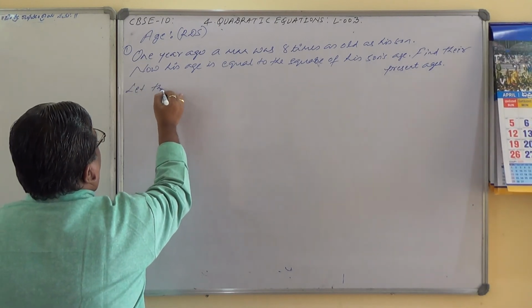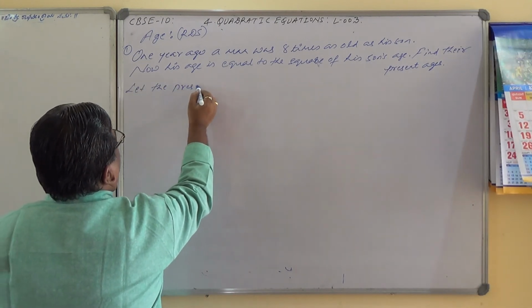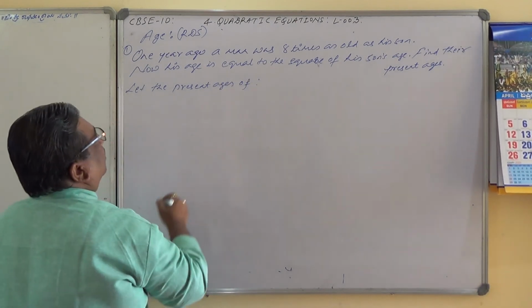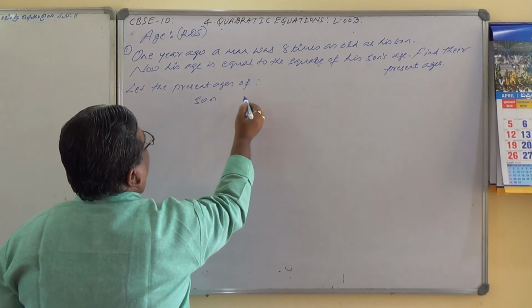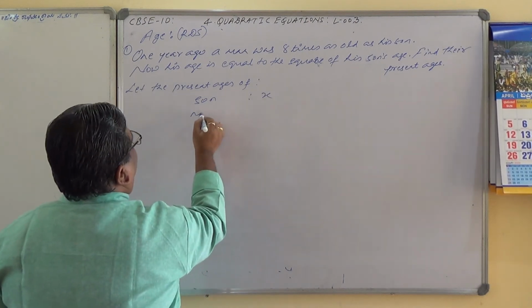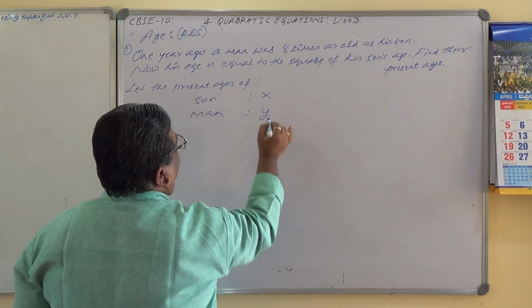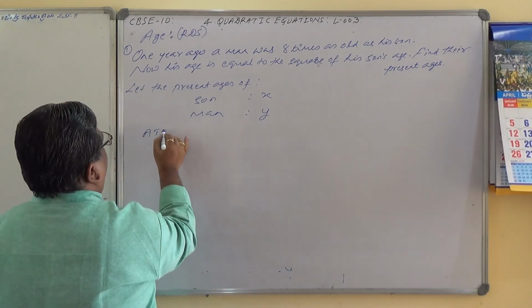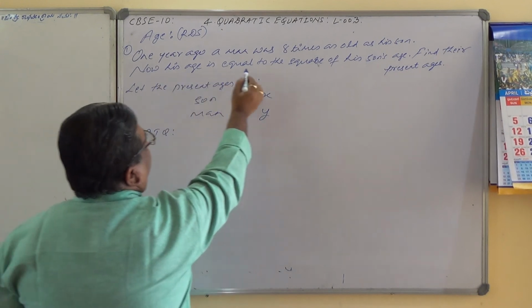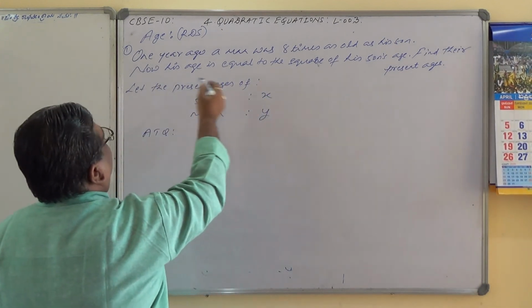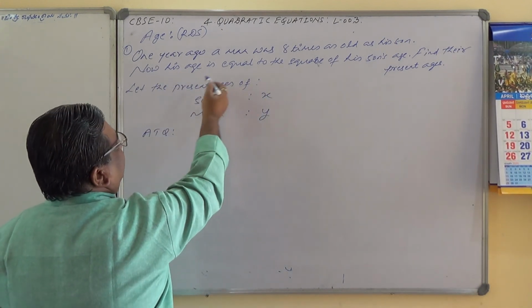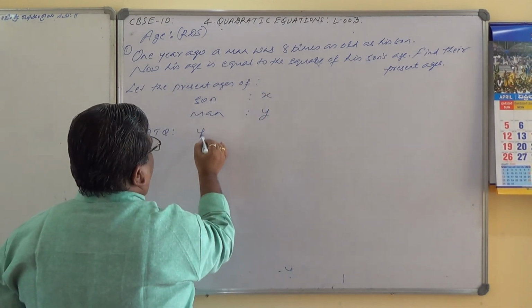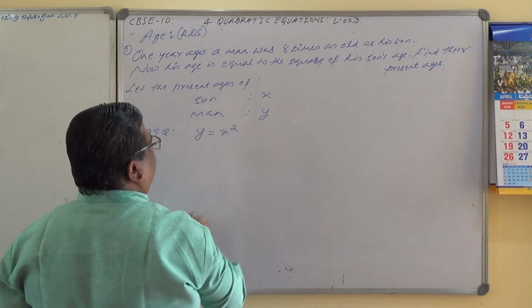So let the present ages of son x, man y. I am taking two variables here. According to the question, what he says, his age is equal to, now his age means the man's age is equal to square of his son's age. According to question, y equals x square.